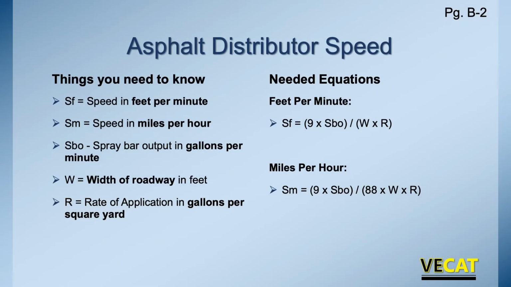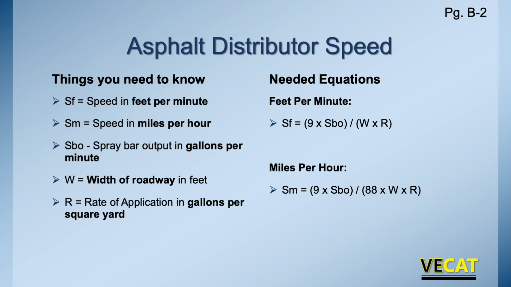So what else can impact our application rates? Well, our asphalt distributor speed. So the things you need to know are the speed of the distributor, maybe in feet per minute or miles per hour. You also have to know the output in gallons per minute. So what's the spray bar spraying at? How wide the roadway is. What's the application rate in gallons per square yard?